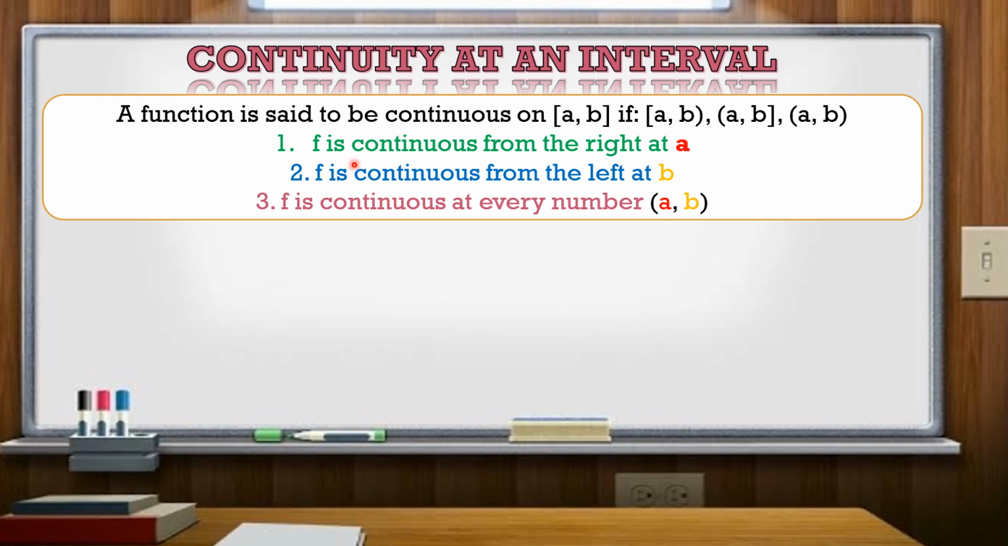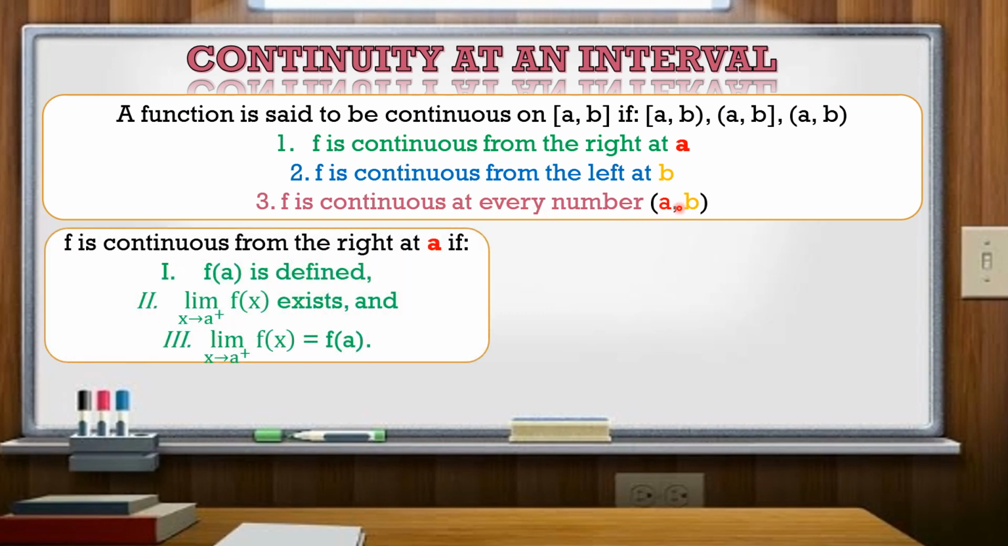Una, if the function is continuous from the right at a, ito siya. Number two, f is continuous from the left at b. And number three, f is continuous at every number in (a, b). So again, from the right of a, hahanapin muna natin kung defined yung f of a natin. Second, hahanapin naman natin yung limit ng function as x approaches a positive, since we're looking for the values of your x from the right at a.